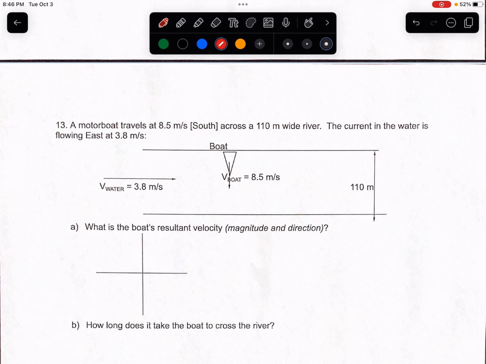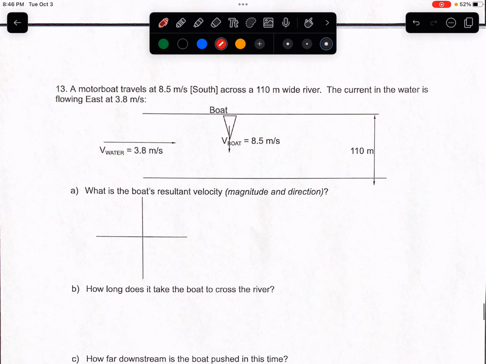If a motorboat travels at 8.5 meters per second to the south across a 110-meter wide river, the current in the water flowing east at 3.8 meters per second, what is the boat's resultant velocity? It would be the magnitude and direction. It doesn't matter how you draw this. I'm just going to go south first. I'm going to use my boat's velocity, so that's going to be 8.5. And my river is going east at 3.8.